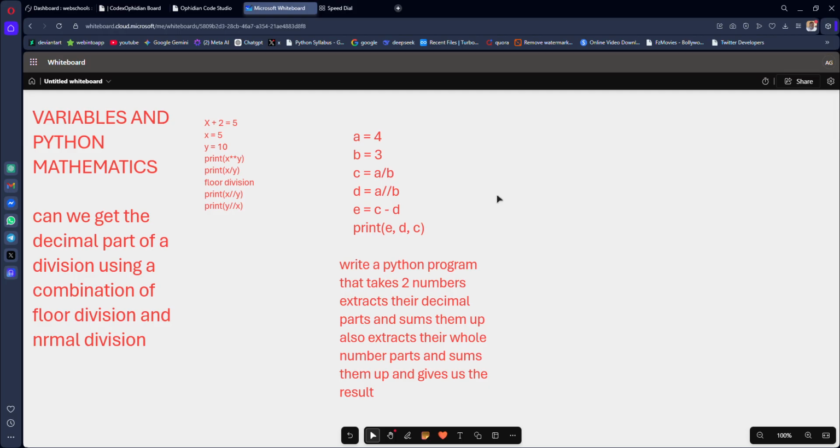It's been a beautiful class, understanding Python mathematics and variables, and we'll be looking into equation solving sometime in the future, and we'll look at our topics as they proceed step by step.